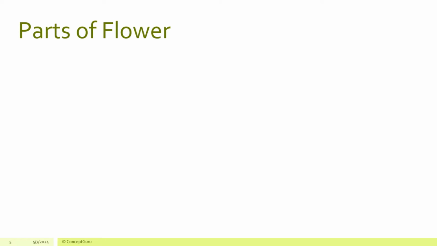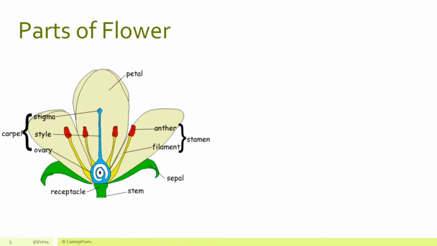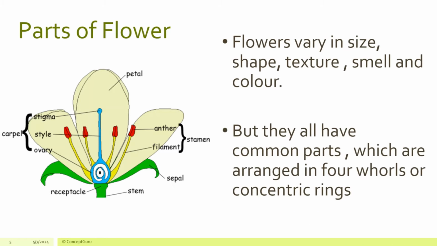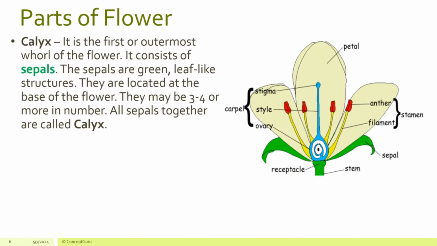Flowers vary in size, shape, texture, smell, and color. But they all have some common parts which are arranged in 4 whorls or concentric rings. The first part of the flower that we will discuss is the calyx. It is the first or outermost whorl of the flower. It consists of sepals. The sepals are green, leaf-like structures. They are located at the base of the flower. There may be 3, 4, or more in number. All sepals together are called the calyx.